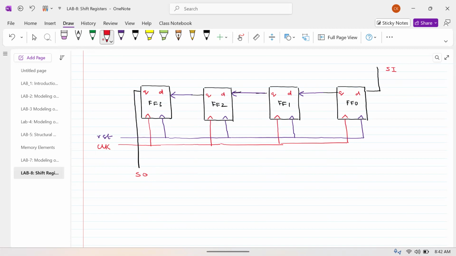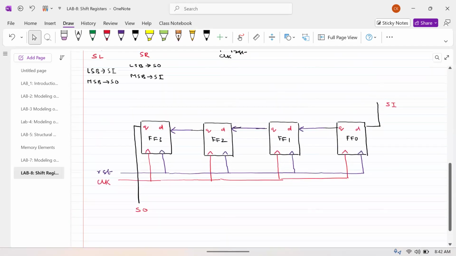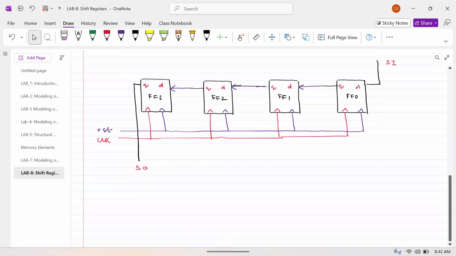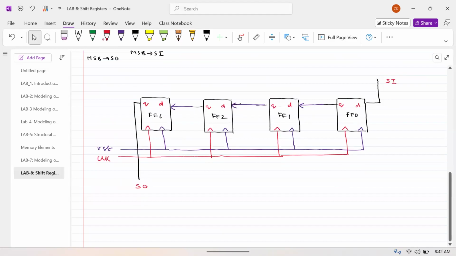Now let us write the Verilog program for this, both structural and behavioral. How is the behavioral model changed at this point? Let me write, keep heading, serial in, serial out, left shift register.